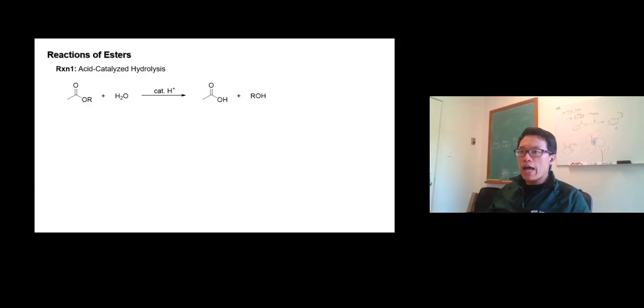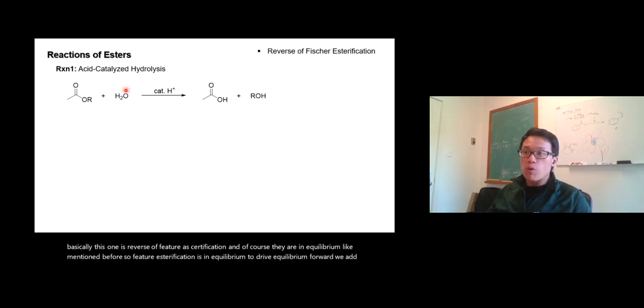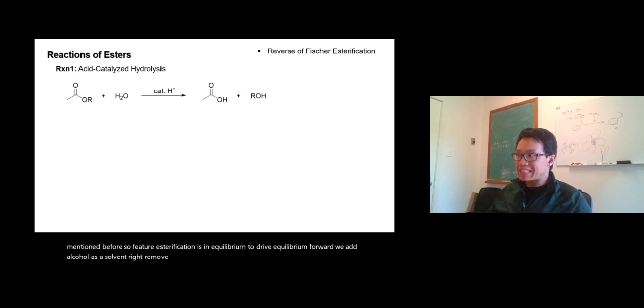All right, so here's how ester reacts. Number one, we do acid-catalyzed hydrolysis. Basically, this one is the reverse of Fischer esterification. And of course, they are in equilibrium, like mentioned before. So Fischer esterification is in equilibrium. To drive equilibrium forward, we add alcohol as a solvent and remove water as the reaction proceeds.